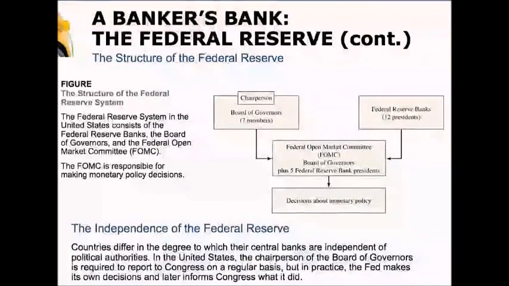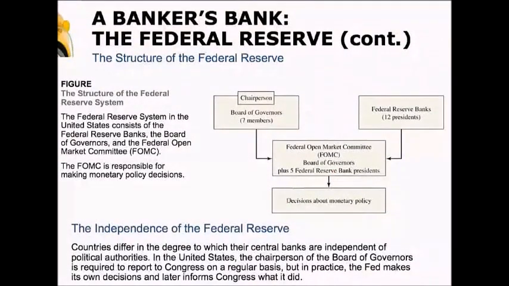Policy-making groups and regulating groups are split into different groups. We've got the Board of Governors that has 7 members, including the chairperson. You've got the Federal Reserve Banks, and there's 12 of those, so there are 12 presidents. They combine to make up the Federal Open Market Committee, which is the group responsible for doing monetary policy. And that's made up of the Board of Governors and 5 of the Federal Reserve Bank presidents that rotate onto the FOMC as voting members, and the rest of them sit in on the meetings as non-voting members, and they make decisions about monetary policy.